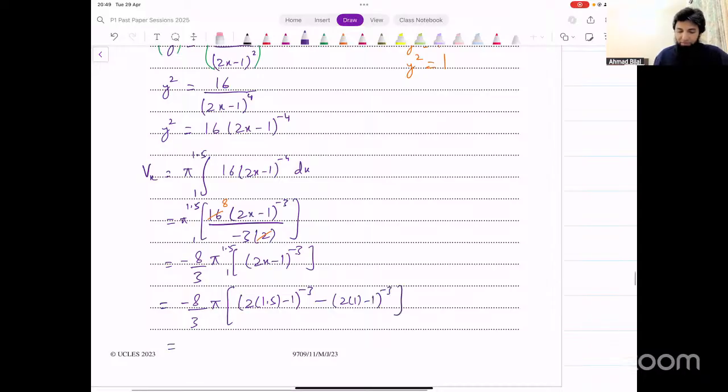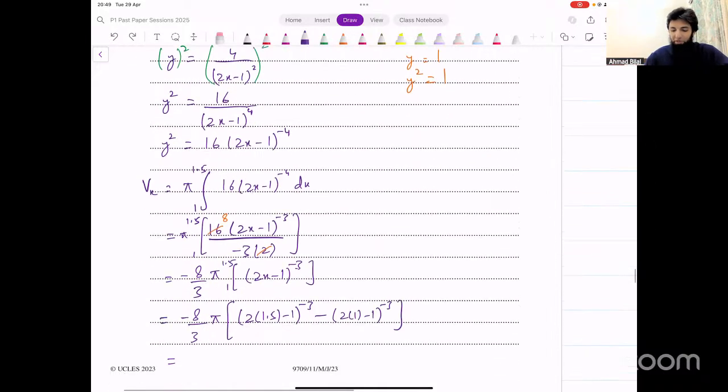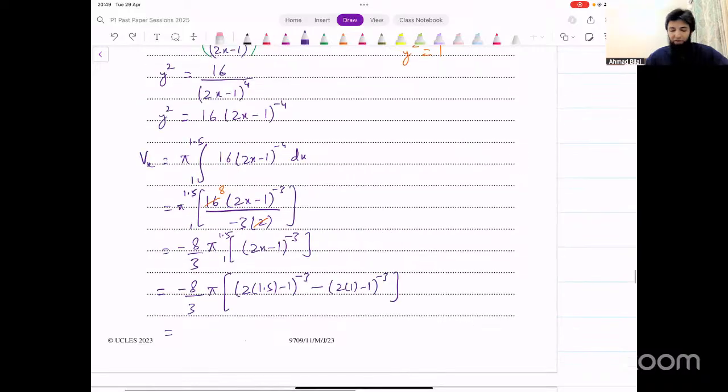And that will give you some value. Do you want an exact answer? Yes, we want an exact answer. When we want an exact answer, you have to be very careful with your working. You have to show all steps. So let's show one more step here.